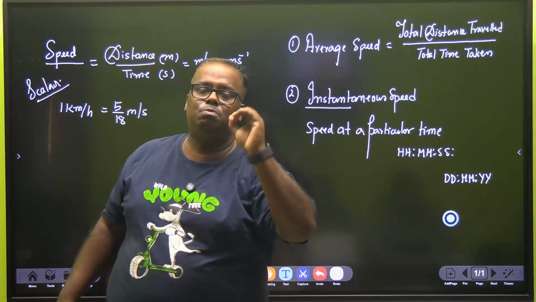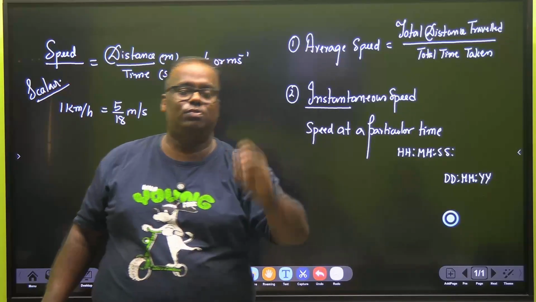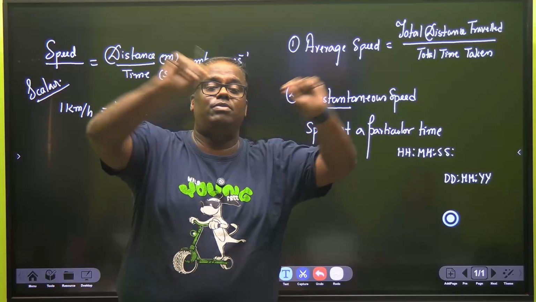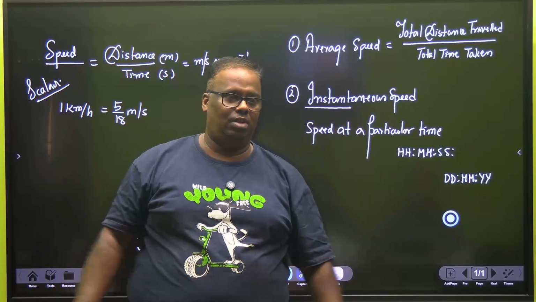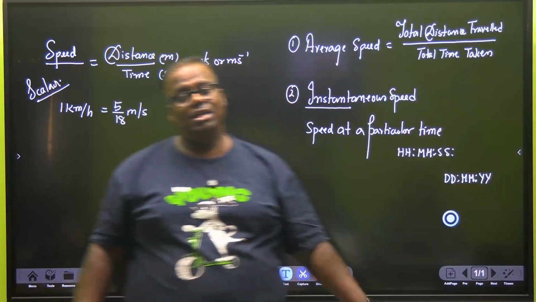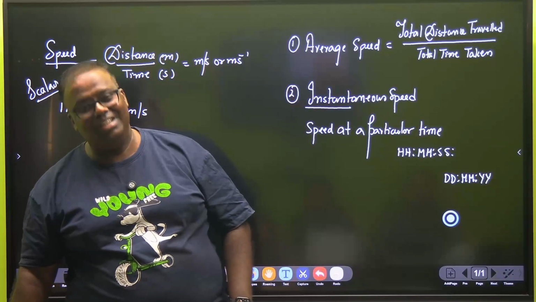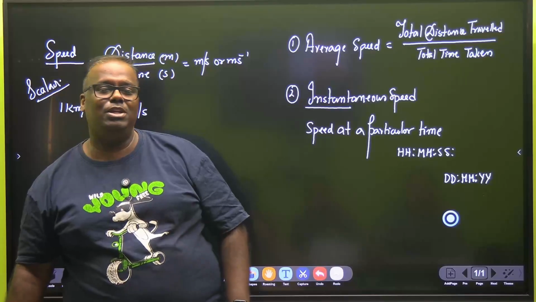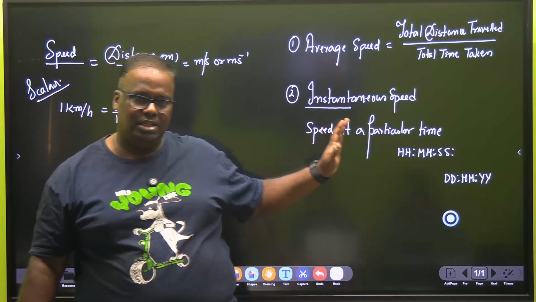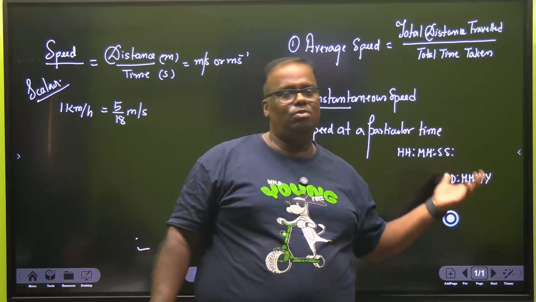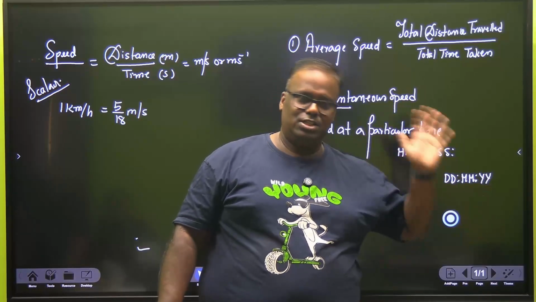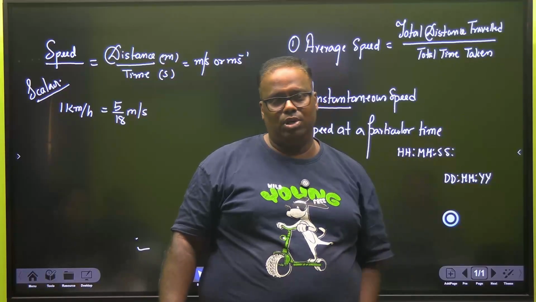Instantaneous speed is speed at a particular moment of time. Average speed is average speed over the entire duration of travel. The average speed formula is total distance traveled divided by total time taken. Is this concept clear? After this we'll do some problems and then we'll say bye-bye to two quantities. Speed bye-bye, distance bye-bye. After that, new quantities will come.